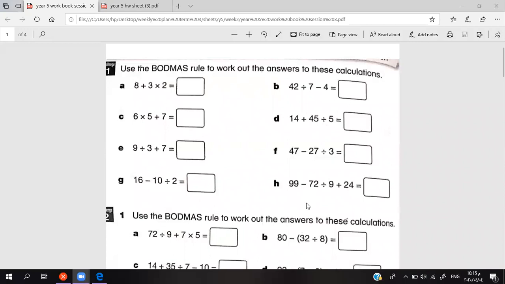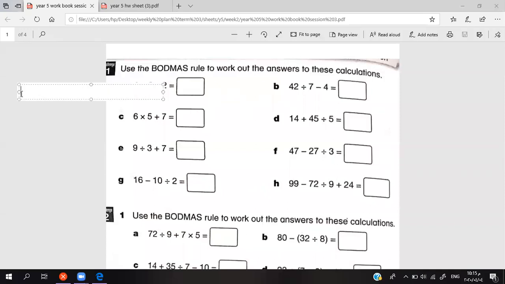Okay, I'm sorry guys, something went wrong with the connection. Okay. We were at the BODMAS rule and what it means.